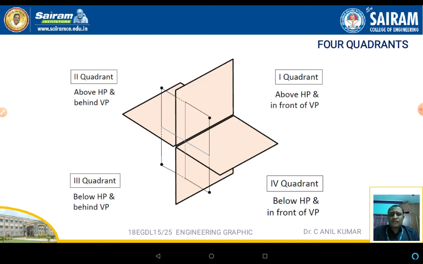The first quadrant is above HP and in front of VP. The second quadrant is above HP and behind VP. The third quadrant is below HP and behind VP. The fourth quadrant is below HP and in front of VP.